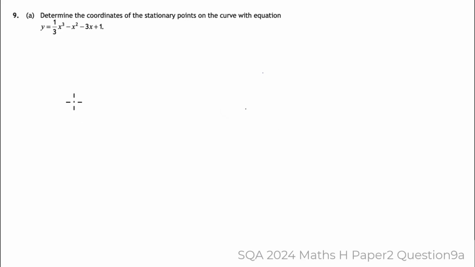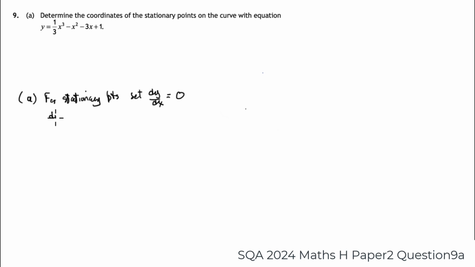Well, here's question 9. Part A, we're asked to determine the coordinates of the stationary points on the curve with this equation. So let's do that. We know that to find stationary points, we have to set the gradient of the curve equal to 0. So for stationary points, we set dy by dx equal to 0.